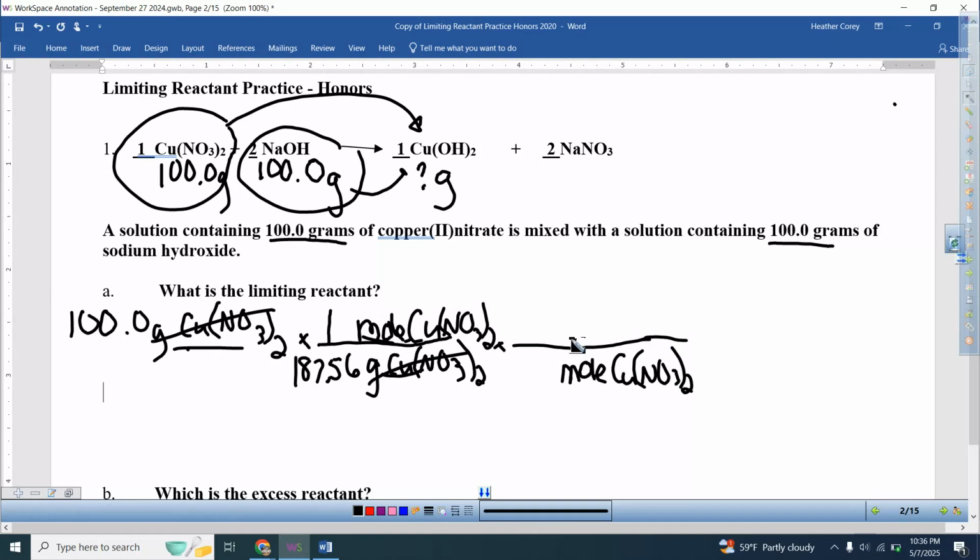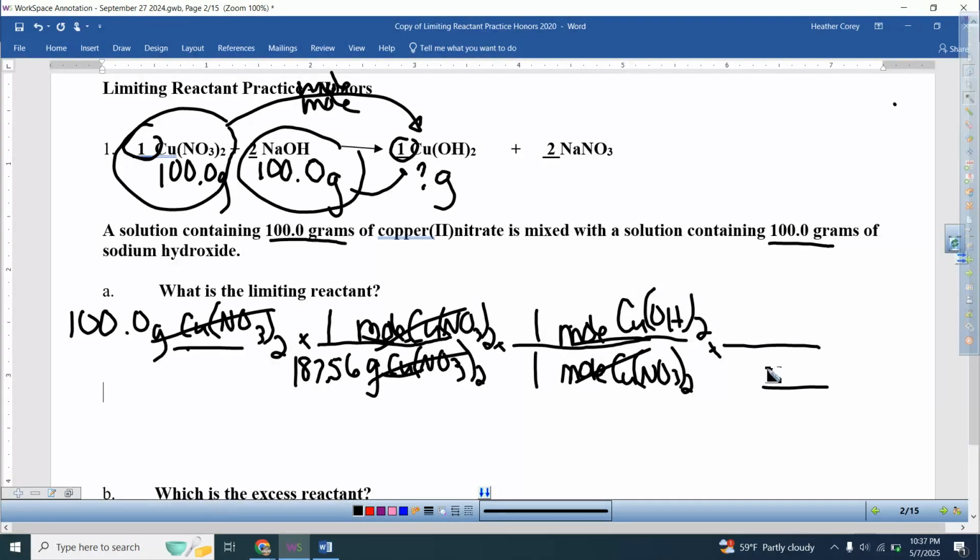Now once you're at moles, we can go across our bridge. Our bridge is our mole-to-mole ratio, and it's what lets us go from one substance to another. The substance you want always goes on top. We want copper hydroxide. We have one copper hydroxide, and we have one copper nitrate. Just a 1-to-1 ratio.